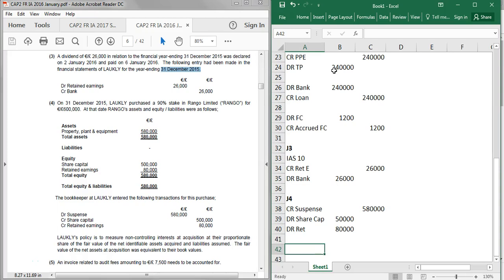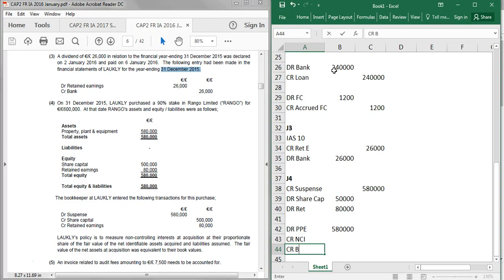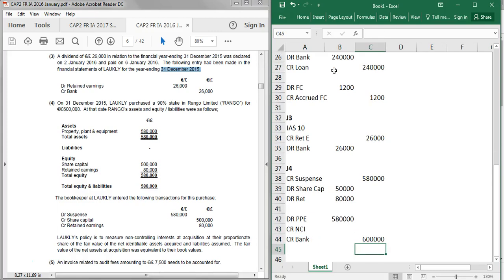So now if we were going to start from scratch, what will we do? Well, we'll say we should bring in all the assets, debit property, plant and equipment, 580. Say bring in all Rango's assets. There's no liabilities, that's fine. We need to bring in an NCI. We need to credit bank, because remember we actually paid for this 600,000. So your 90% share cost you 600,000. And once you calculate the NCI, you're going to figure out whether you have goodwill or negative goodwill, which is a gain from bargain purchase.